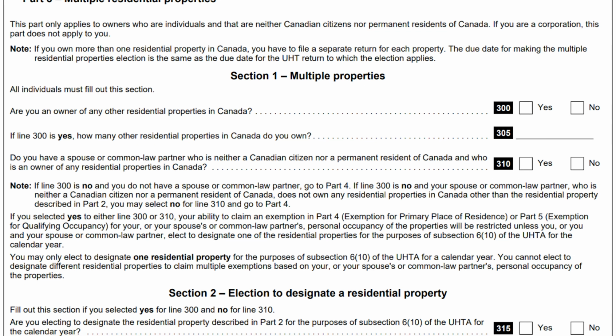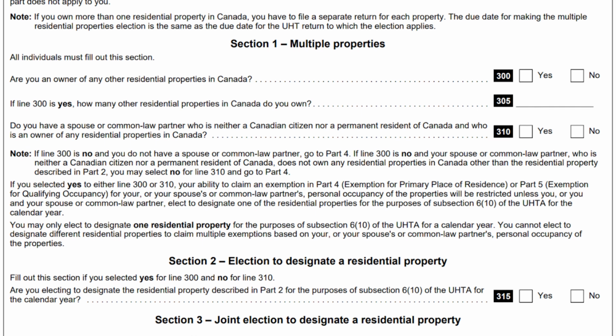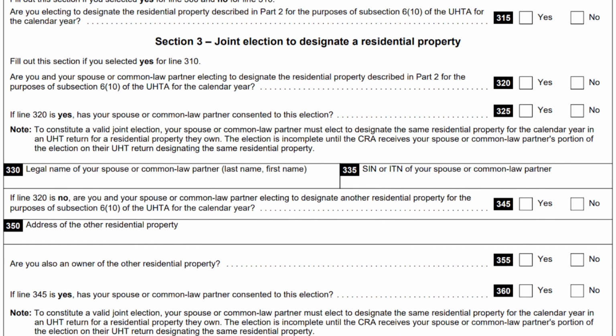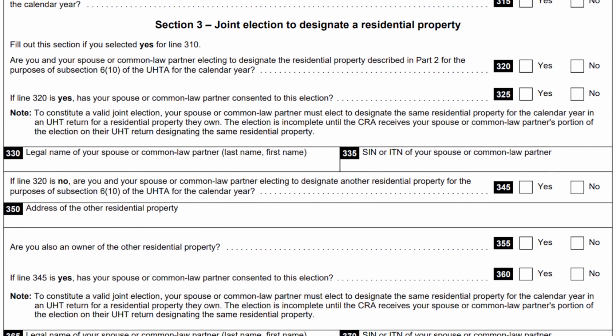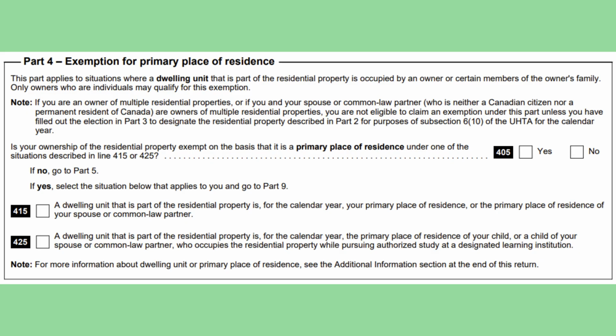Part 3 only applies to individuals who are neither Canadian citizens nor permanent residents of Canada. It doesn't apply to individual Canadian citizens, individual permanent residents, or corporations. Part 4 applies to individual owners that are exempt from paying UHT under the primary place of residence exemption. These owners will need to fill out Part 4 to claim the exemption.